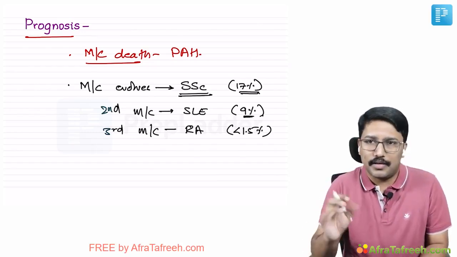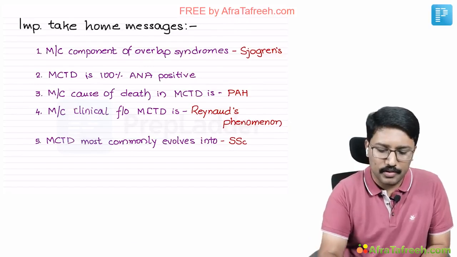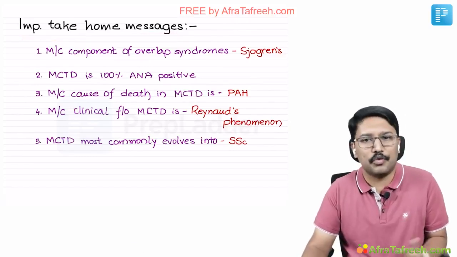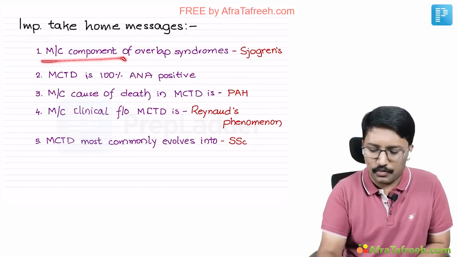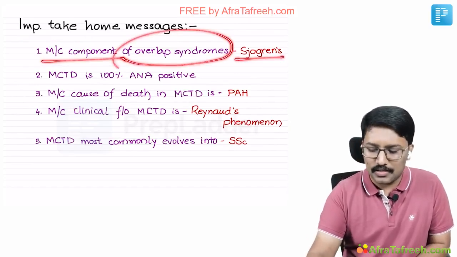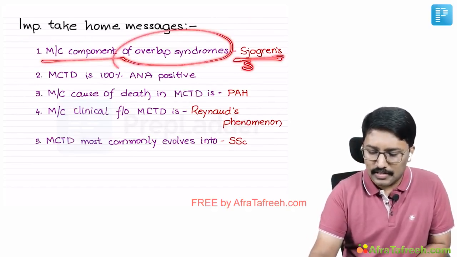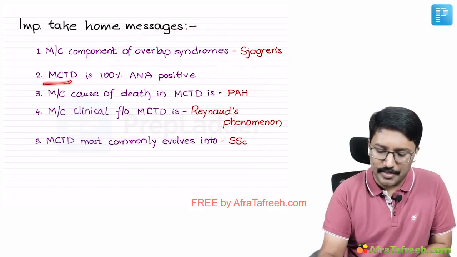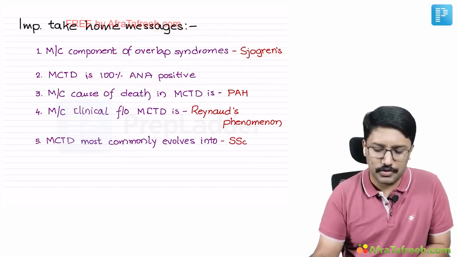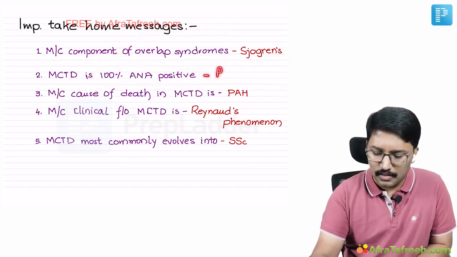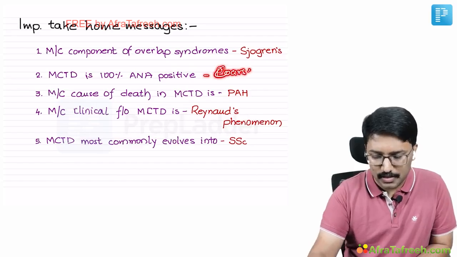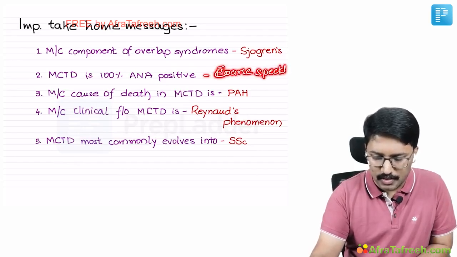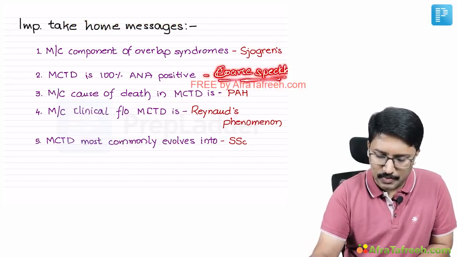Now, before we wind up, let us take a quick look at some of these important take-home messages, which are nothing but MCQ points. What is the most common component of these overlap syndromes? Sjogren's is the most common component. Systemic sclerosis is the second most common component, right? In MCTD, there is 100% ANA positivity. That is one important point we should note. What pattern are we expecting? Coarse speckled pattern is what we are expecting, right?